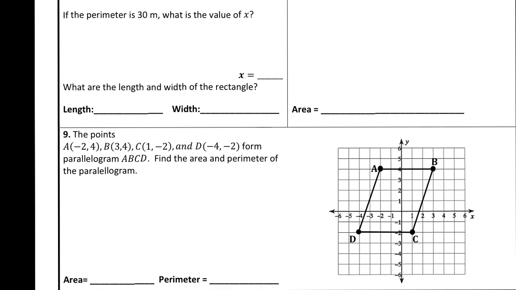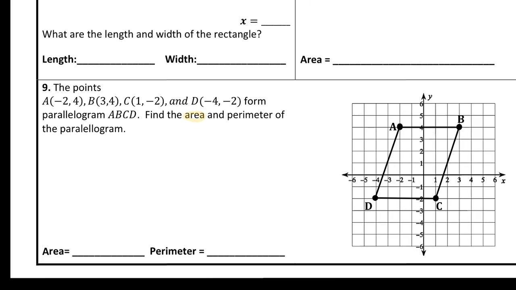All right. The points A, B, C, and D form parallelogram A, B, C, D. Find the area and perimeter. These have already been graphed for you. Okay. You're going to have to think about for the area of a parallelogram, remember that our area formula is base times height. Base and height must meet at 90 degrees. Look for easy things that can tell you 90 degrees. For the perimeter, you're going to add all sides.